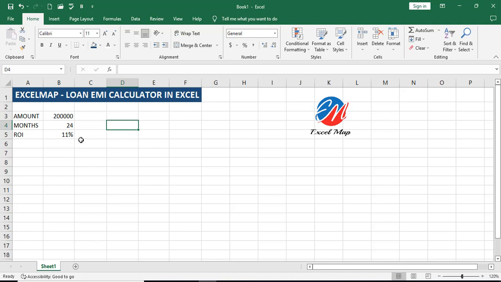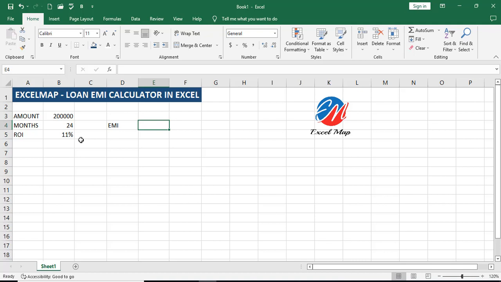So what is EMI? EMI means equated monthly installment. It is not every month installment. It is an equated monthly installment. If you want to calculate anything related to this loan EMI, we are going to use financial functions. First, we'll calculate the EMI.